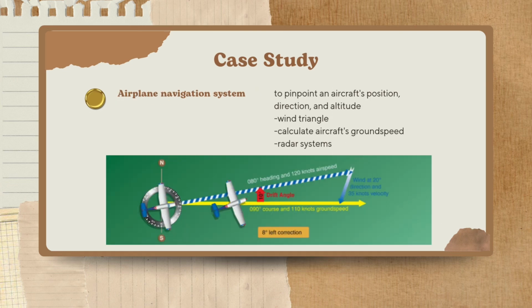Next is the airplane navigation system. Pilots use a wind triangle, a form of vector analysis for dead reckoning. By combining the plane's airspeed with wind speed and direction, vectors help calculate ground speed and wind correction angles, ensuring accurate navigation. This is essential for maintaining a desired flight path, estimating fuel consumption, and planning timely arrivals.